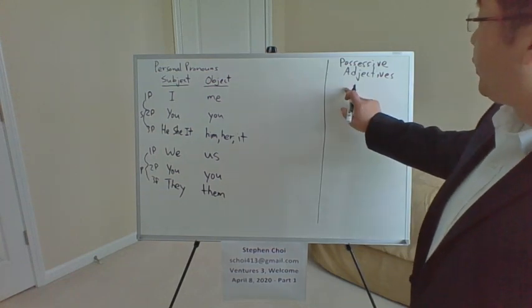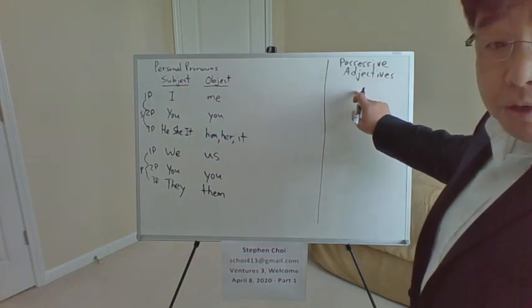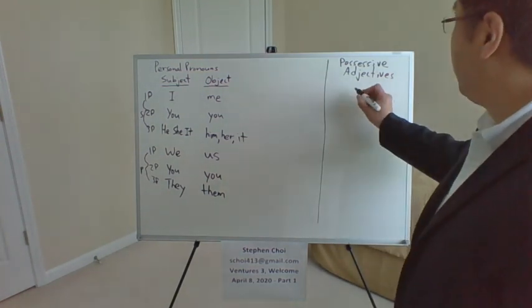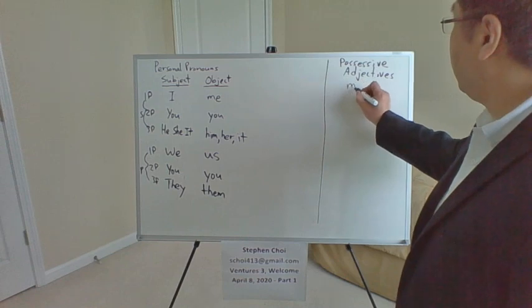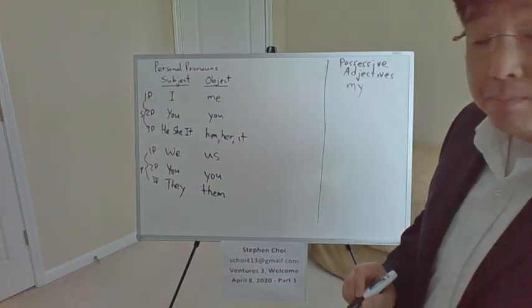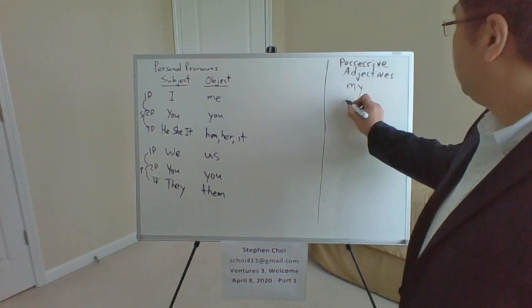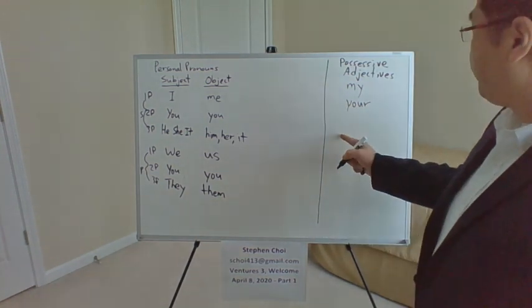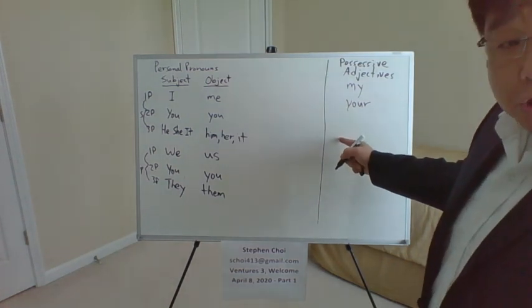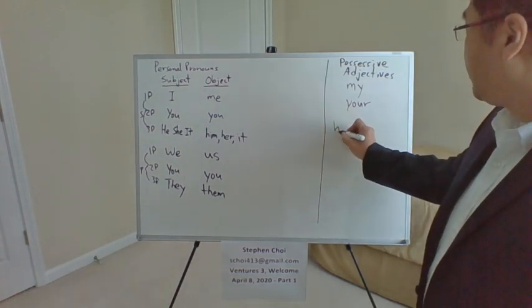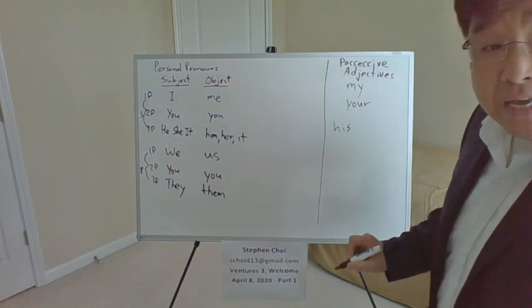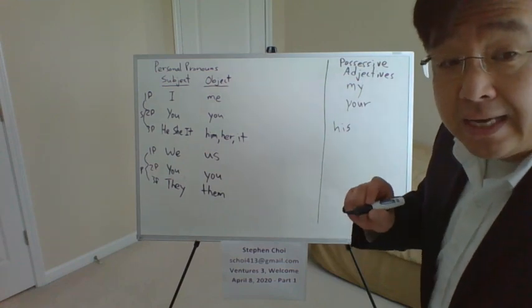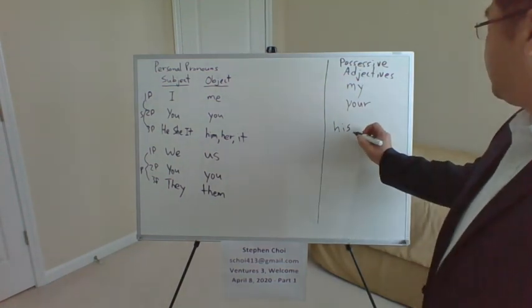So what is the first person singular possessive adjective? Remember, these are adjectives, okay? All right, I heard it. Somebody said it. It's my, okay? My. And second person, that's right, your. And then third person singular masculine, that's right, his, okay? It's his, with a z, okay? His.